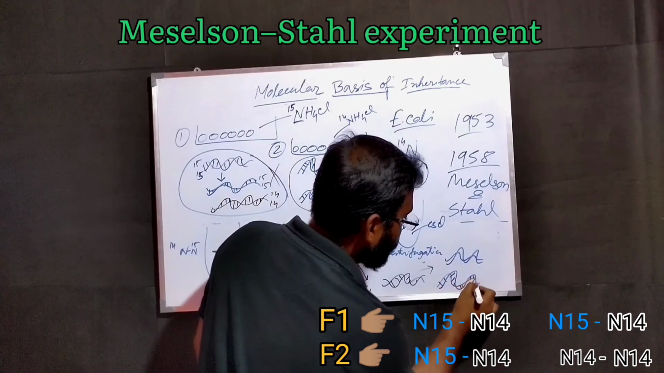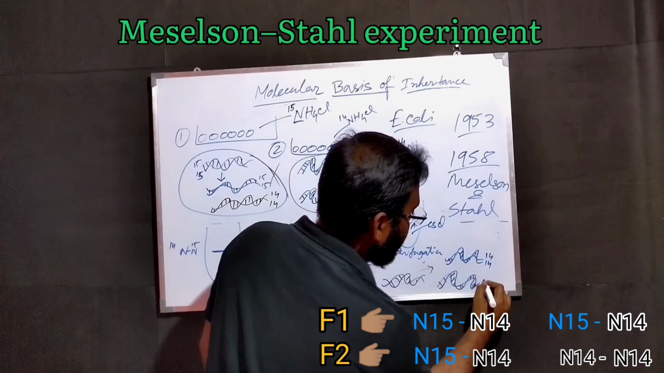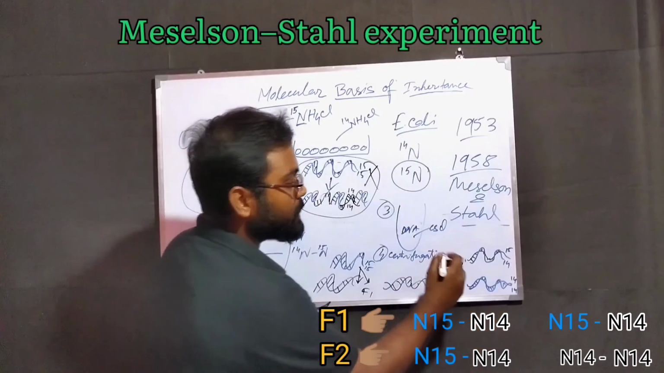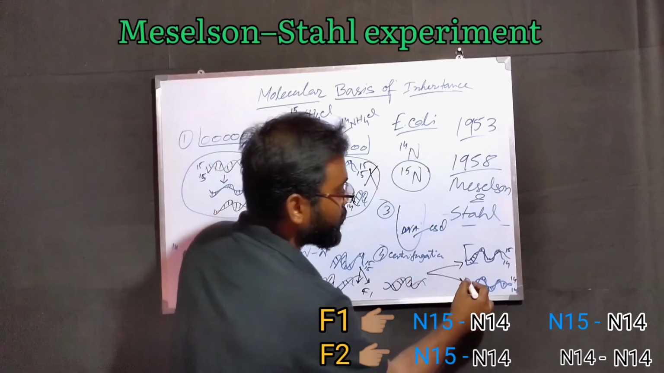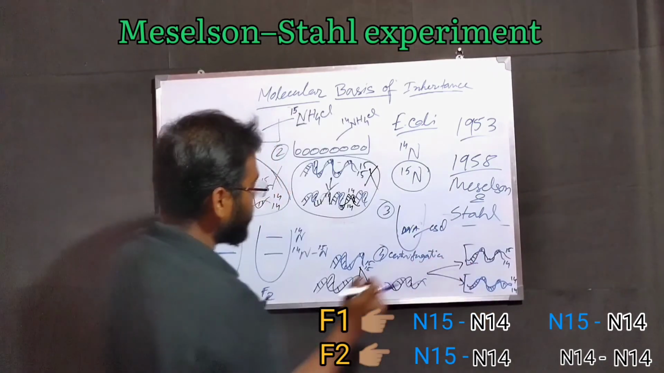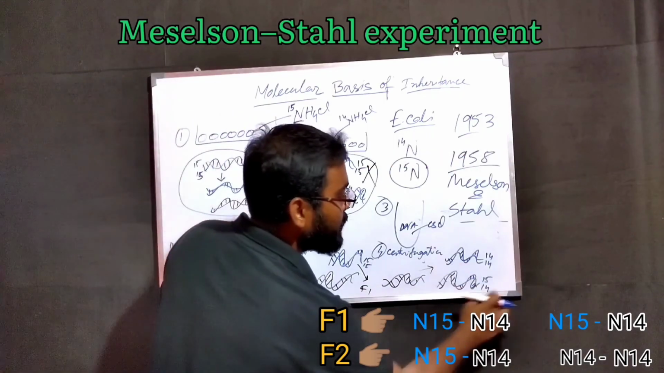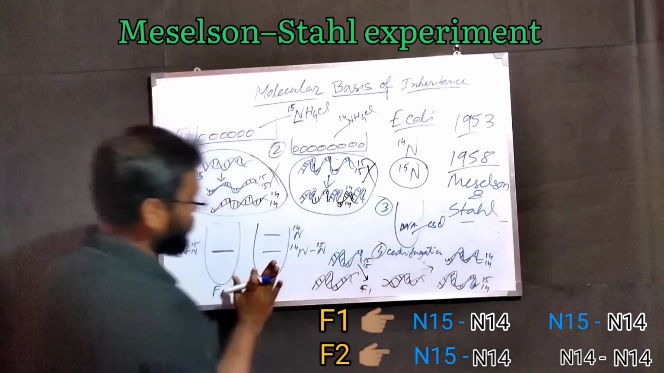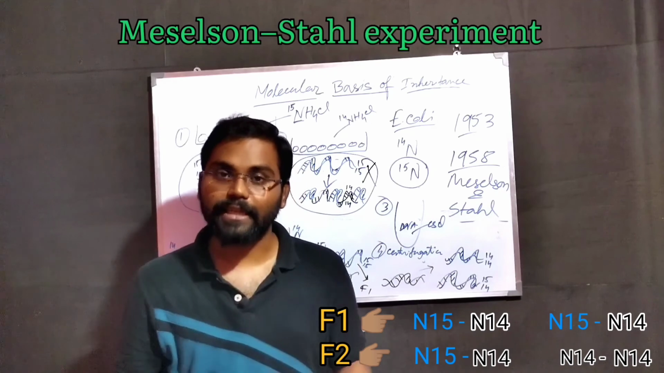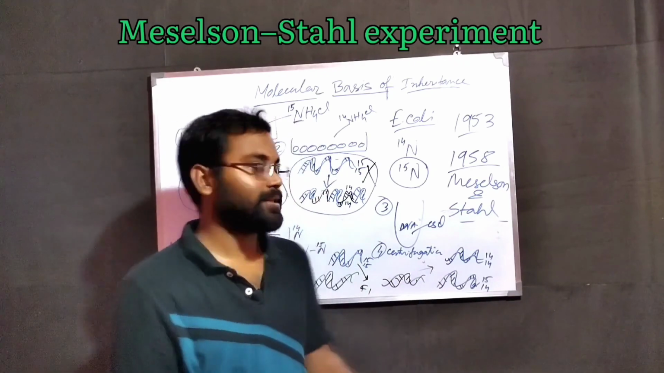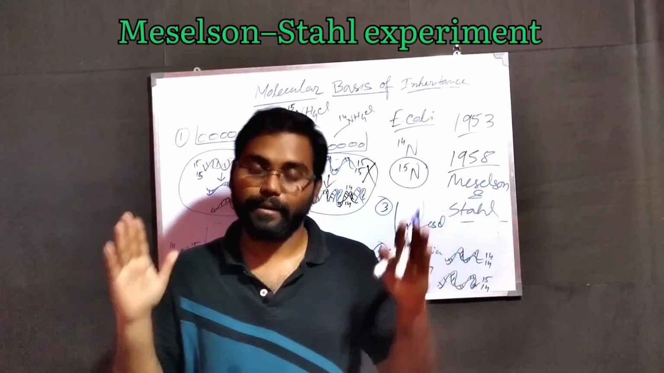So this will be N14 14 and this will be N15 14. So 50% of DNA will be 14 15 DNA and 50% will be 14 14 DNA. So there should not be a band for the N15 region. So we will get a band on the intermediate portion and on the top portion, just like that. Now it is clear that the semi-conservative method for DNA replication is correct. Meselson and Stahl concluded that. In our next class, we will discuss the process of DNA replication.